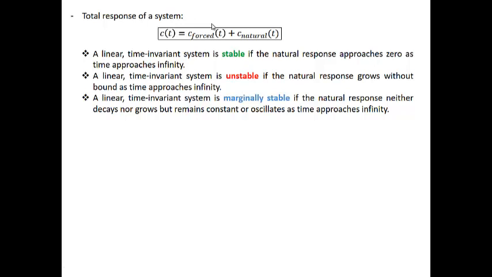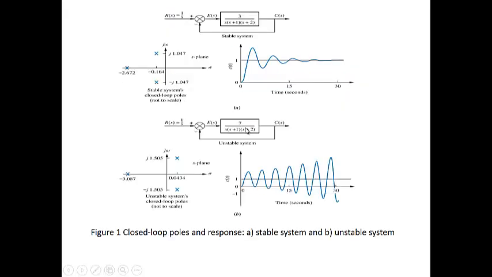And last but not least, a linear time invariant system is marginally stable if the natural response neither decays nor grows but remains constant or oscillates as time approaches infinity. Right, that's quite straightforward for you guys to understand. So now we look at the example.